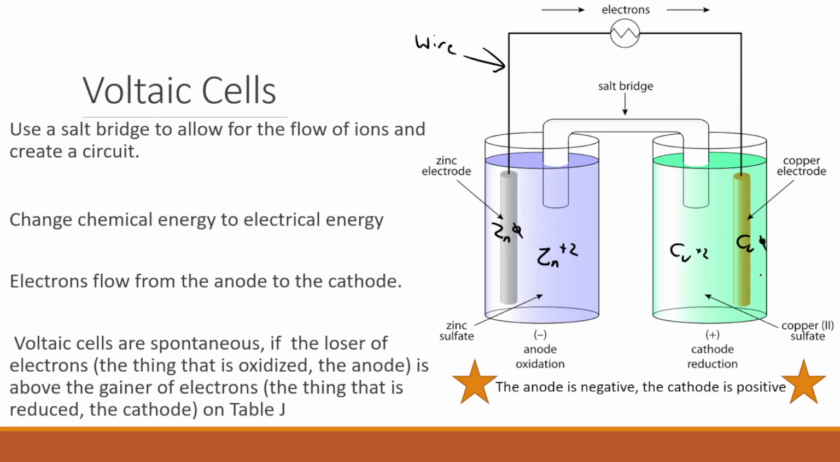The cathode is going to be positive because once the electrons get onto the cathode, they're going to get merged, right? The copper ion is going to get reduced by those electrons, and so they're going to get immediately used up.